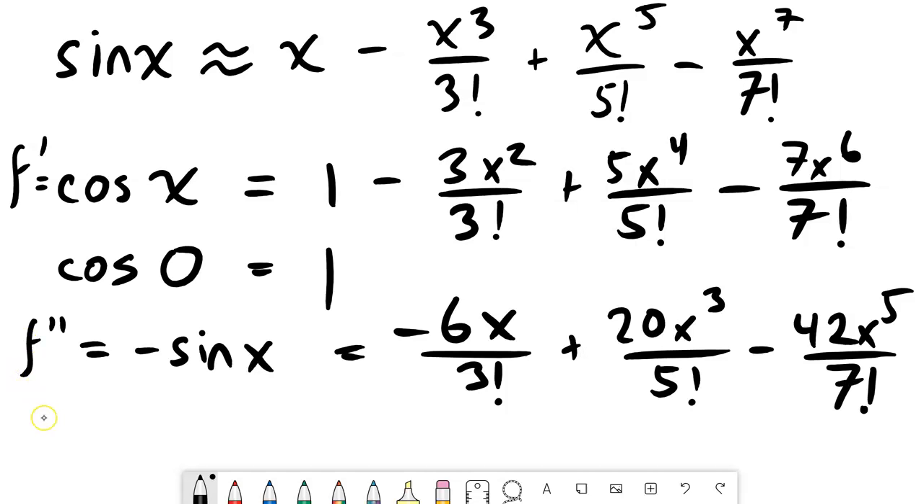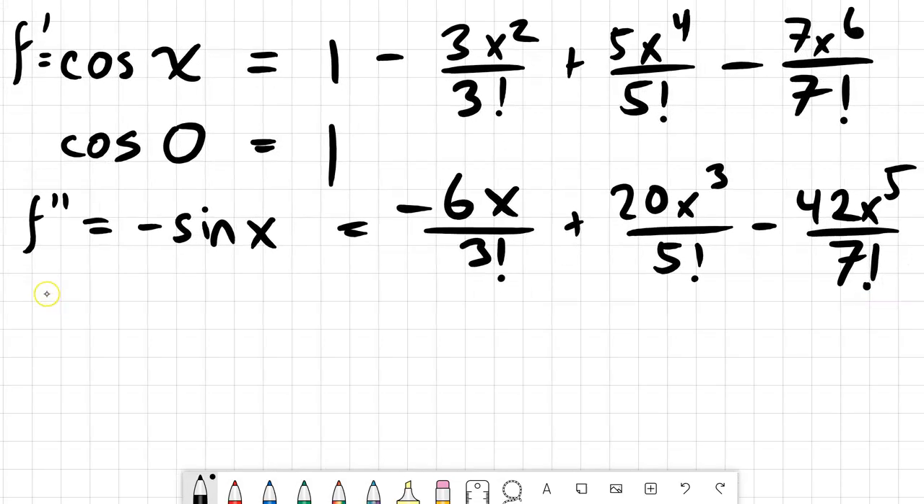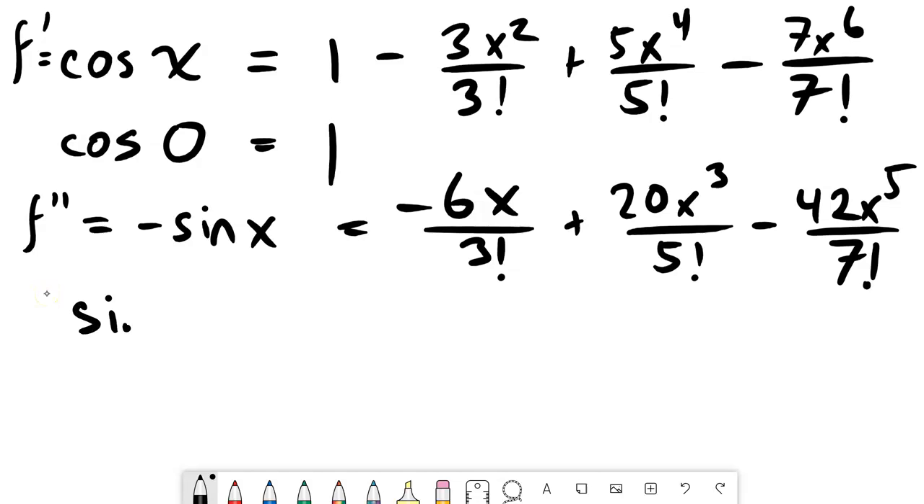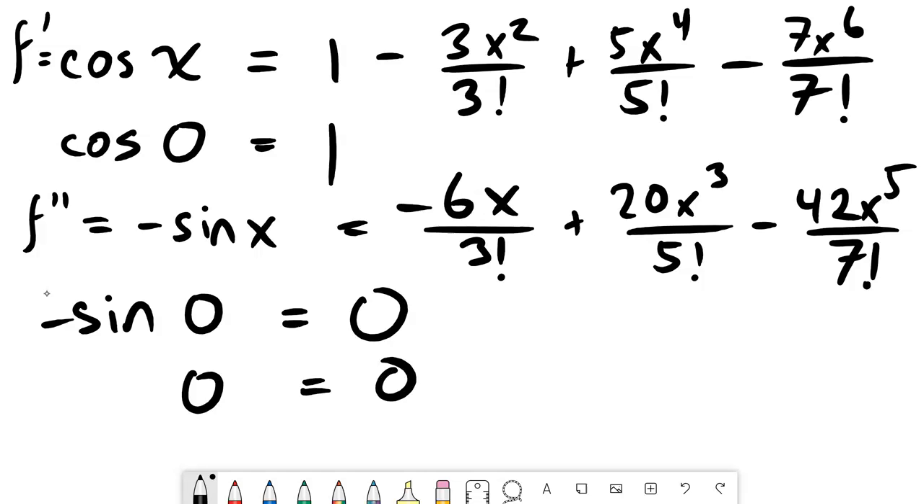So I'm going to scroll down from here. And if we were to plug in the number 0 again, negative sine of 0 to be exact, negative sine of 0 is 0. And this thing, since every term has a 0, is also 0, because 0 is equal to 0. So they have matching derivatives.